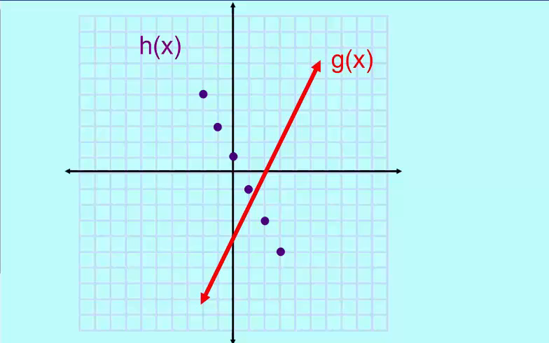H of x, remember, was a table of values. So we can't create a line to represent that situation. We keep it as discrete. So by plotting the points, you end up with the purple dots seen there.